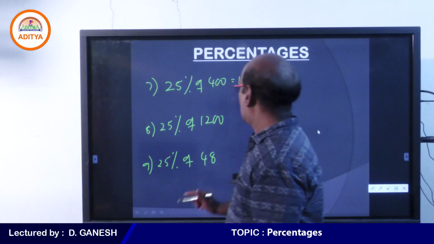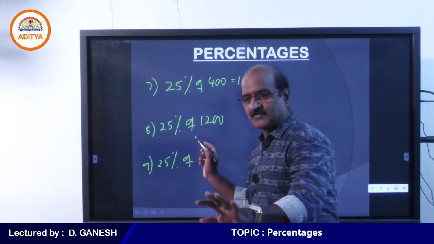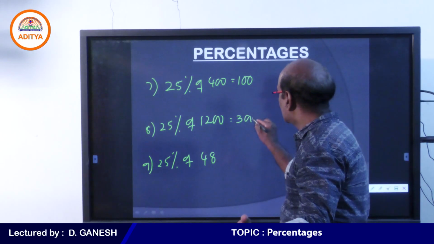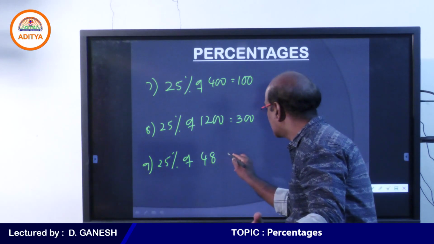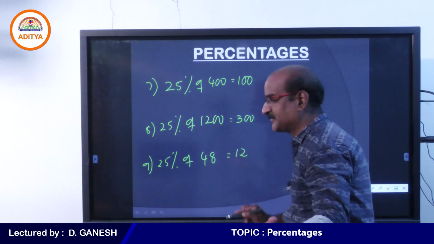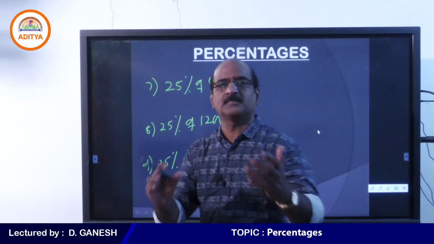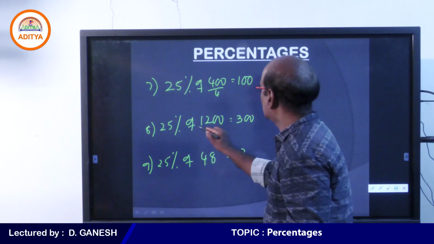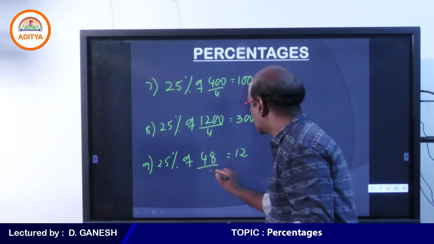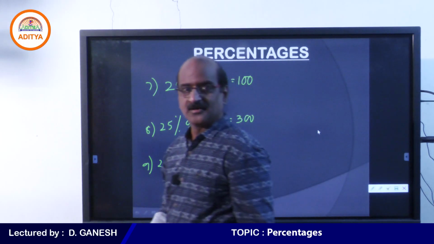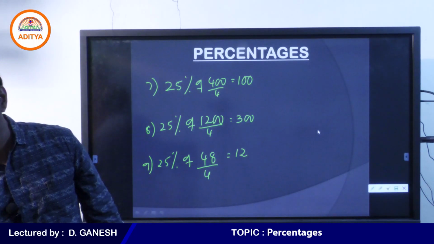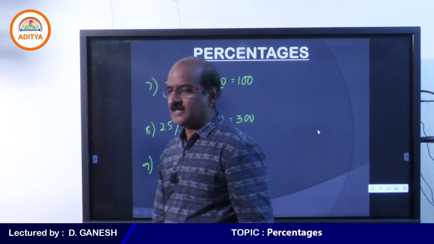Next one, 25% of 1200. Once again 1 by 4, which is 300. And 25% of 48 is 12. Student, are you getting it? 25% means 1 by 4: 400 by 4, 1200 by 4, 48 by 4. Okay, so now I think you are comfortable with 25%. I believe that.